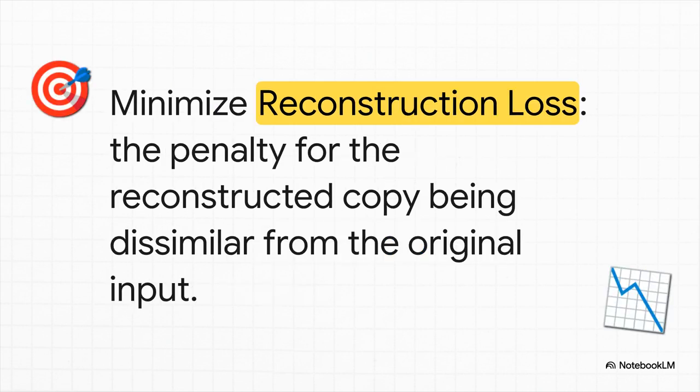So, this brings us to the network's main goal, minimizing what we call reconstruction loss. You can just think of it as a penalty. The model gets penalized every single time its reconstructed copy is different from the original input. The entire training process is just a constant push to get that penalty, that difference, as close to zero as possible.